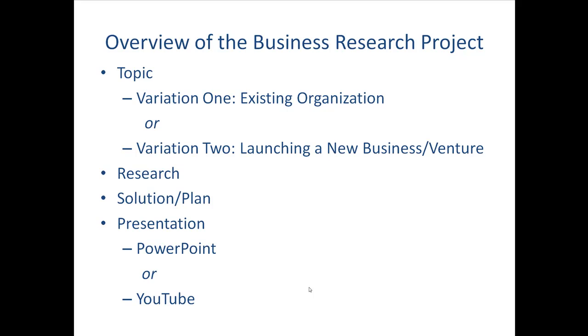For variation 2, research will also include reading of articles, books, possibly gathering data from published data sources, also looking at SCORE or SBA for ideas for the business plan. Once the research has been completed, the next step is to actually create the solution plan. In this case, you have a complete comprehensive solution/plan to solve the challenge at the existing organization for variation 1, or to be prepared to launch a new business venture, variation 2.